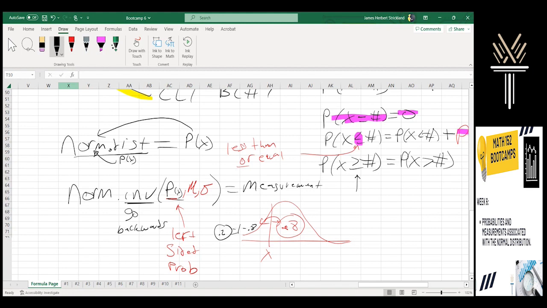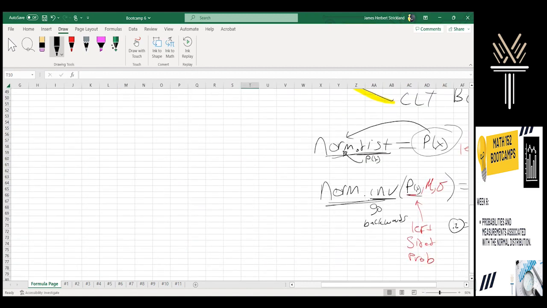So norm.dist will grant us a probability. Norm.inverse will give us a measurement. And we'll use these in context in a little bit, and of course add in some nice little wrinkles to make things interesting. So that's the big background. Let's actually dive into some questions now. I'm going to go to number 1 here.